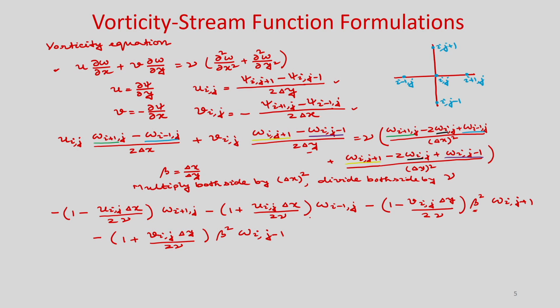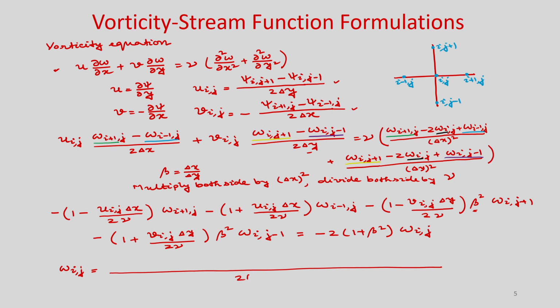And now in the right hand side, you have omega i j. Nu we have already divided, so it will be minus 2 into 1 plus beta square into omega i j. Now you can write for omega i j: omega i j is equal to, with minus on both sides, 2 into 1 plus beta square.